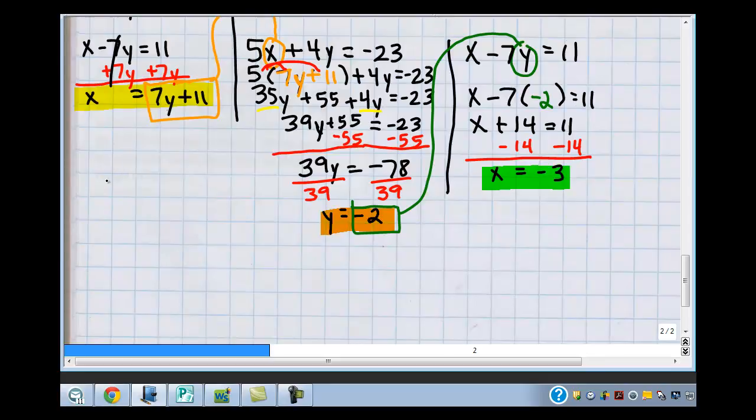So our answer will be written as an ordered pair. The x value comes first in an ordered pair, so x is negative 3, comma, y is negative 2. Of course, don't forget to check the answer by putting the solution back into both originals and verifying.